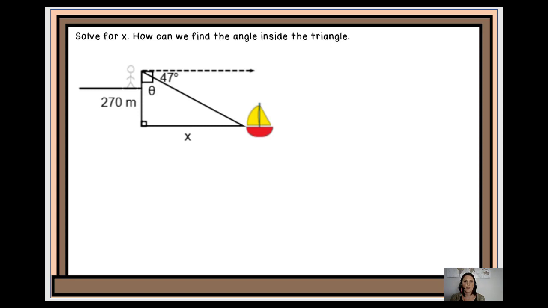So that means theta plus 47 is equal to 90 degrees. So we are going to subtract 47 from 90 and we're going to get our missing angle theta. Okay, go ahead and do that. So theta is equal to 90 degrees minus 47 degrees, so theta equals 43 degrees.